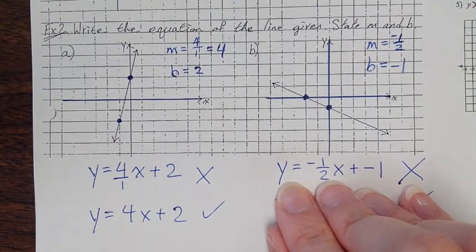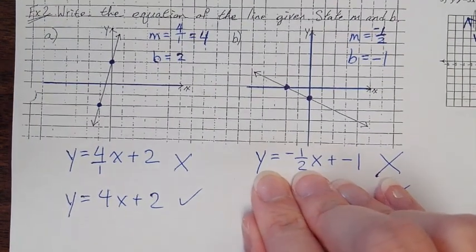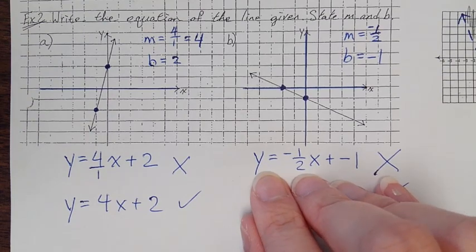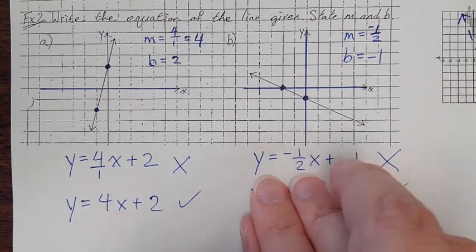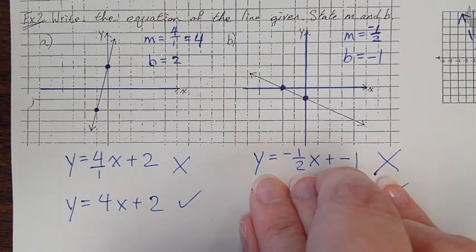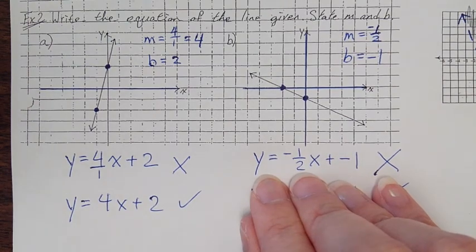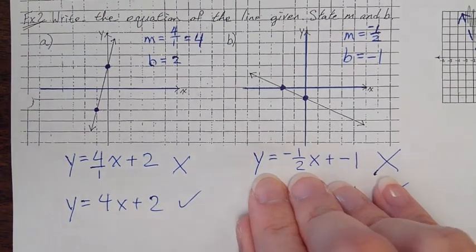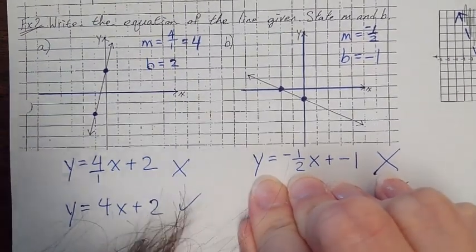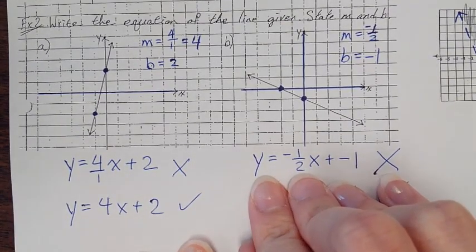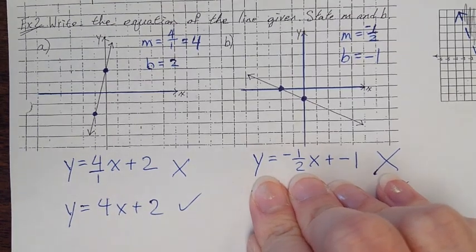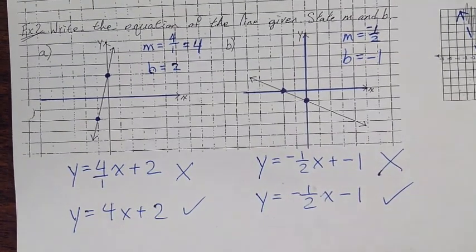I wrote this equation. What's wrong with this equation? Yeah, this plus minus right here. We don't like plus minus. Okay, so what does it simplify to? Maria? y equals -1/2x plus, not plus, just negative, just -1. Right, just -1.